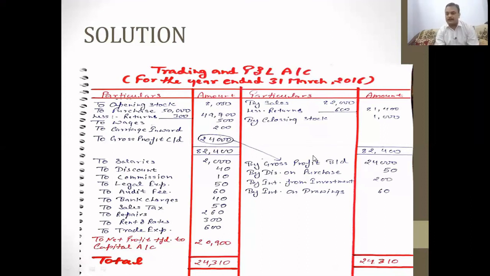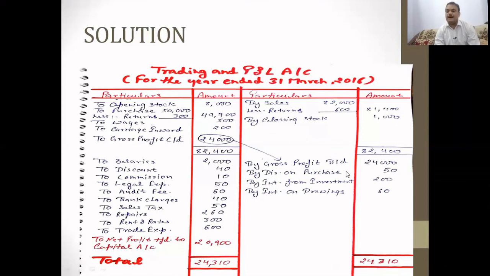That gross profit is transferred to the profit and loss account. Now we start the profit and loss account. After that, we see some indirect expenses like salary 2,000, discount 40 rupees, commission 10 rupees, legal expenses 50 rupees, audit fees 60 rupees, bank charges 40 rupees, sales tax 50 rupees, repairs 260 rupees, rates 300 rupees, and trade expenses 600 rupees. These are all kinds of indirect expenses which are shown in the profit and loss account debit side.